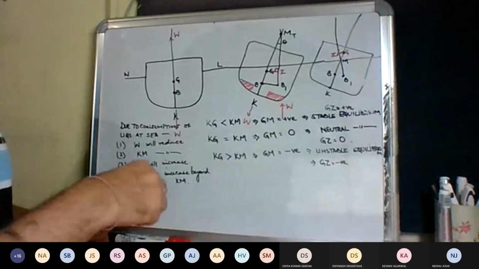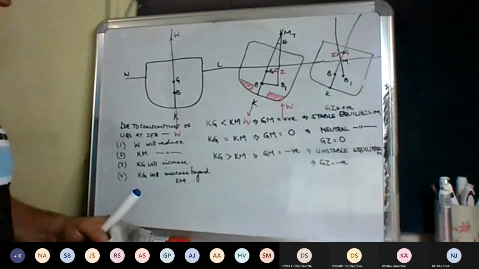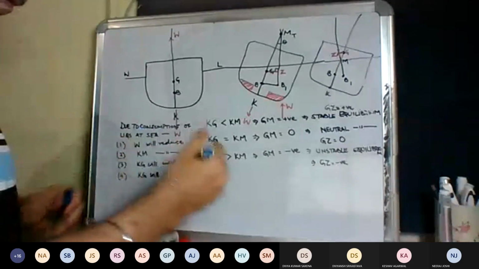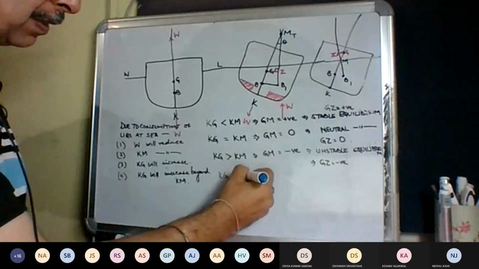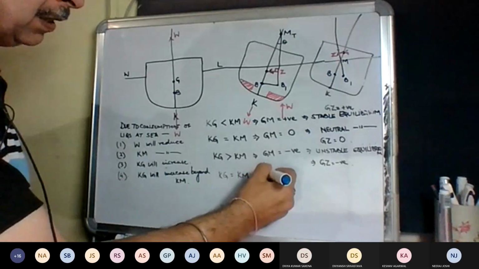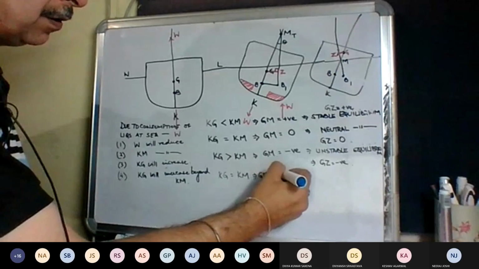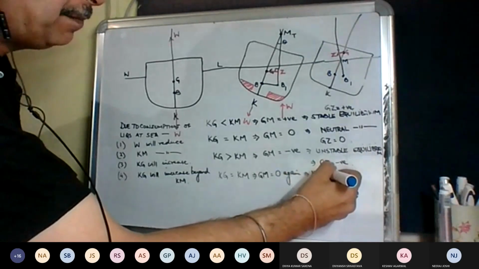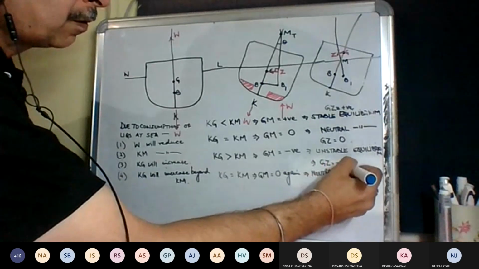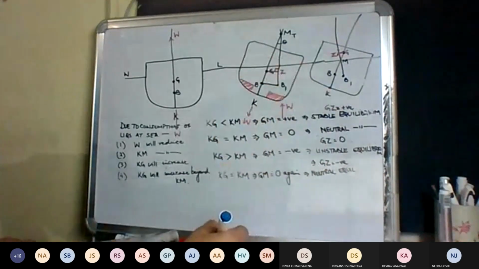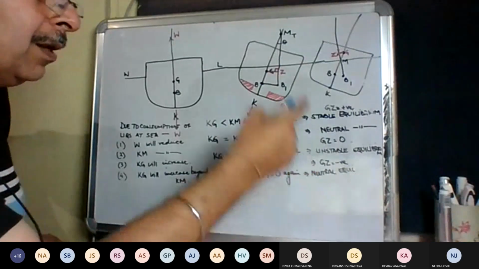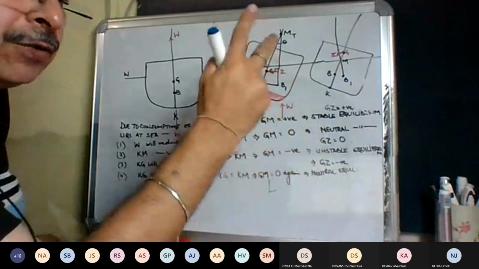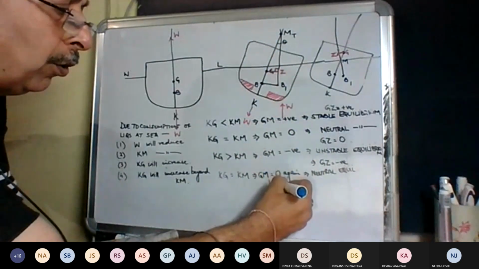Once the G and the M coincide, GM will be 0 again. So KG will be equal to KM. GM will be 0 again. Vessel will again be in the neutral equilibrium for the second time. This angle of heel at which the vessel is in neutral equilibrium for the second time is called the angle of loll.